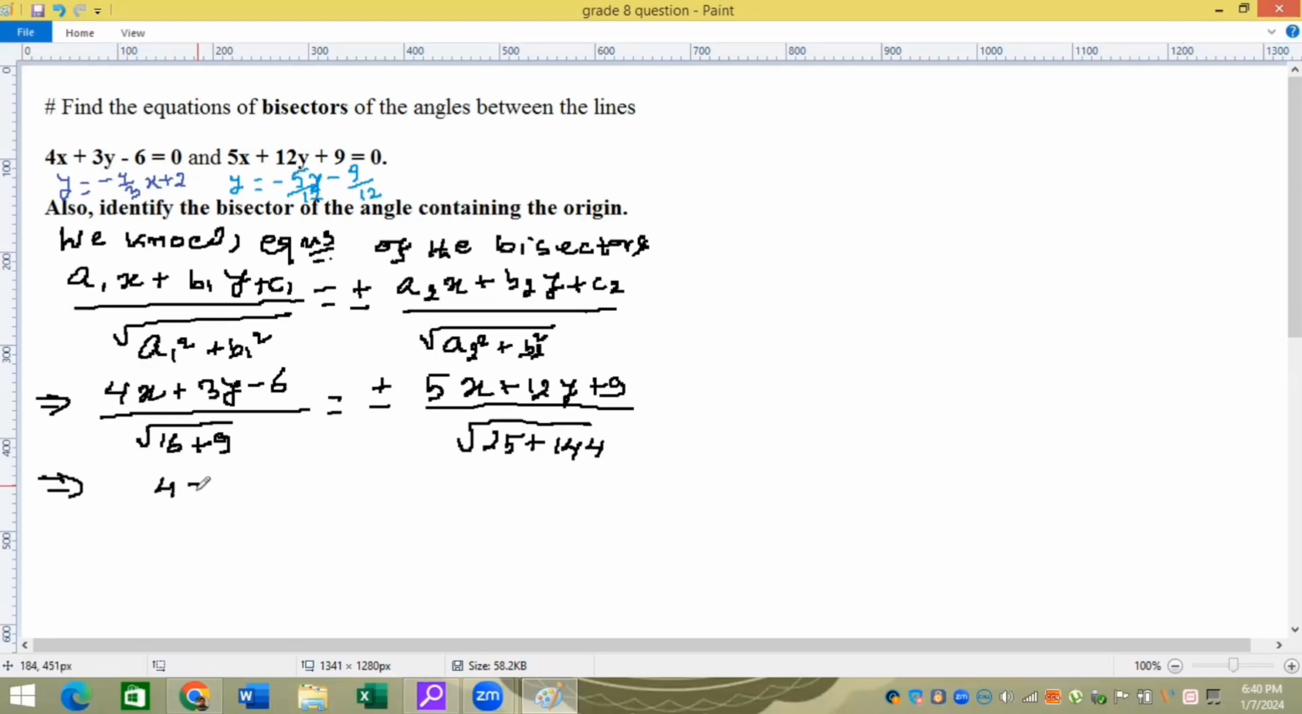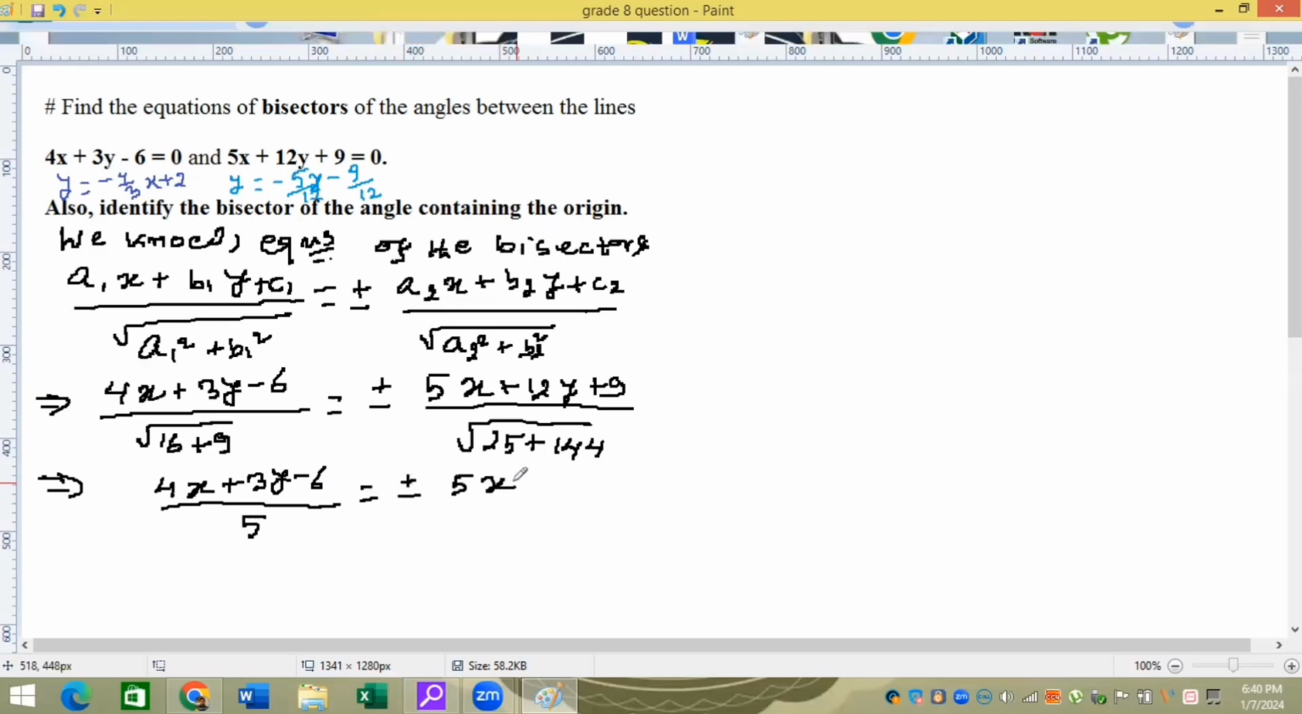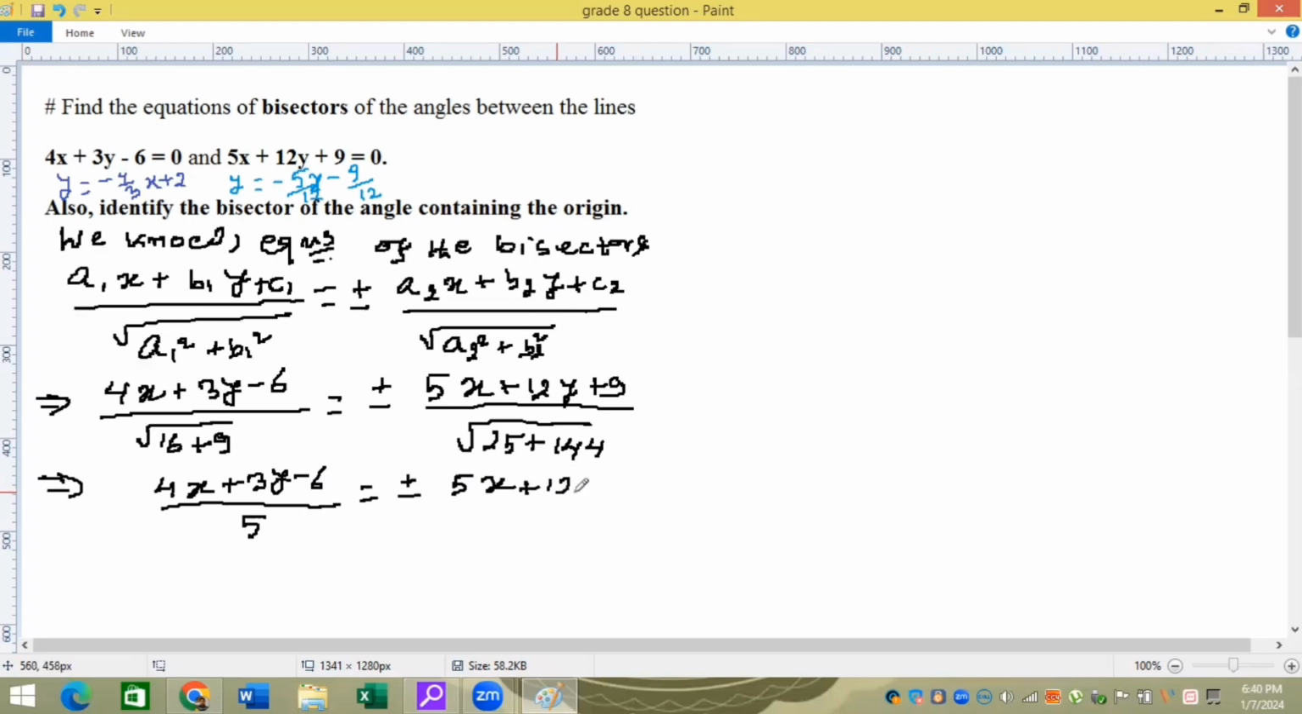So it is 4x plus 3y minus 6 over the square root of 16 plus 9, which is 25, and the square root of 25 is 5, and then it is plus and minus of 5x plus 12y plus 9 divided by the square root of 25 plus 144, which if you add up is 169, so this is the square root of 13 squared, so the square and square root cancel out, and you will have here 13.